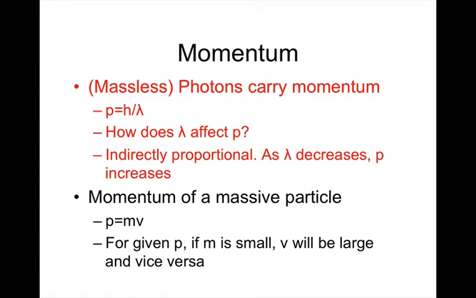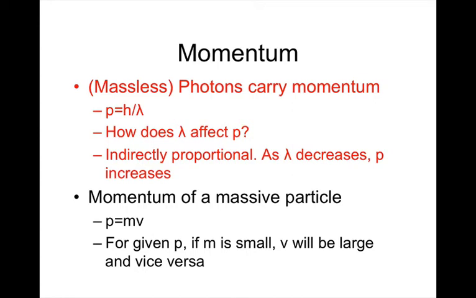So that means that momentum, which is represented by p in this equation, and wavelength, which is represented by lambda, are inversely related. So they're inversely proportional. As lambda, the wavelength, decreases, the momentum will increase. So long wavelength, low energy photons have low momentum, and vice versa. For massive particles, momentum is related to their mass and their velocity. So for a given momentum, if the mass of a particle is small, its velocity will be large, and vice versa. The takeaway there is that momentum is related to both mass and the velocity of a particle.